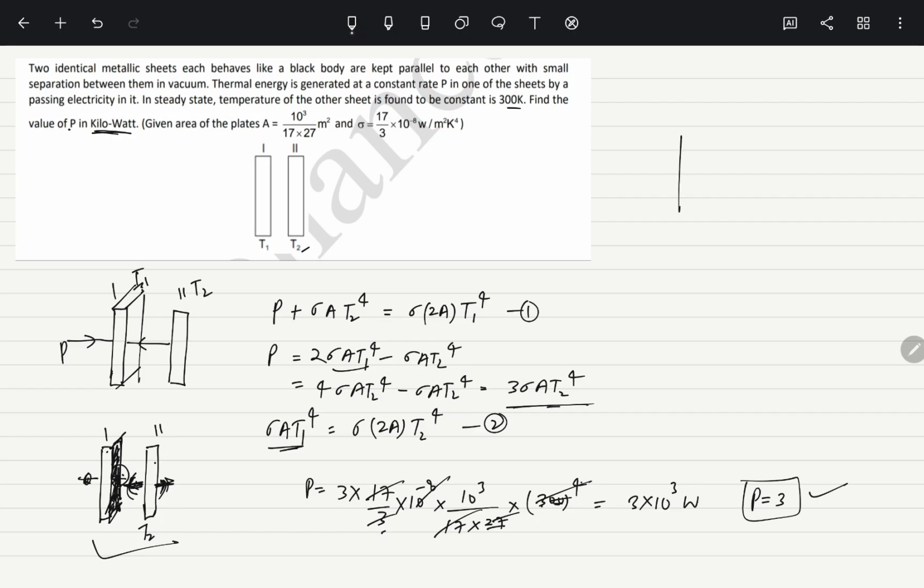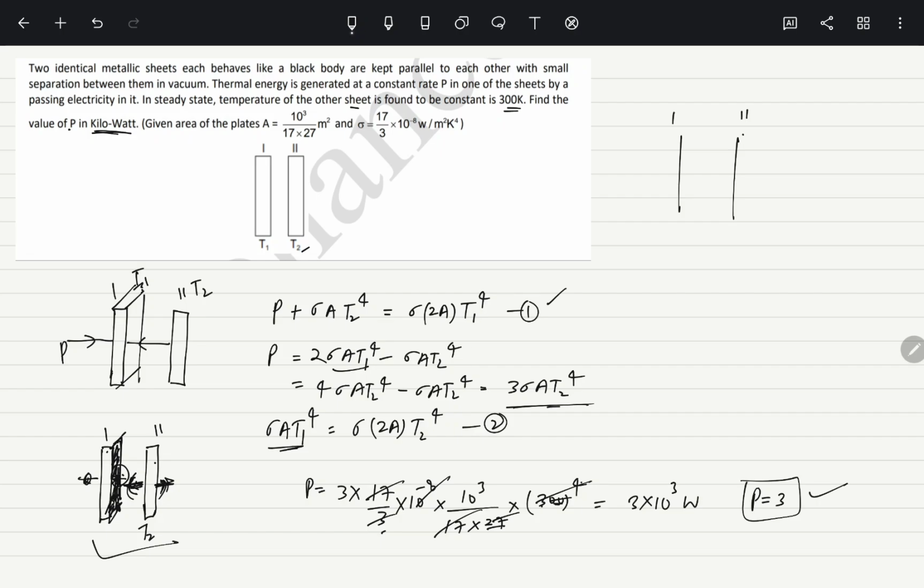See, the first and the second, two plates are there. The first equation, I hope it is clear. The second equation is steady state. What it says is that the temperature of the second sheet is constant. When the temperature of the sheet is constant, that means the rate of absorption and the rate of release are both the same, in the form of radiation only. So whatever it is absorbing, it is releasing.